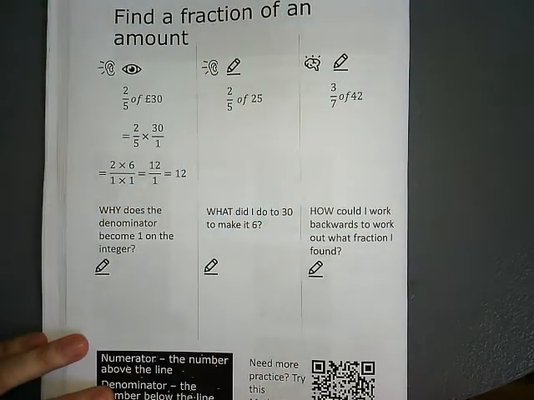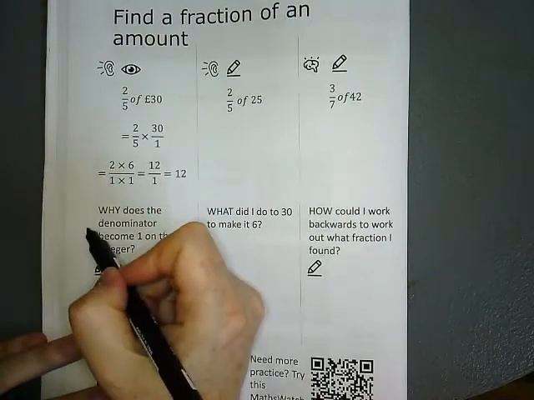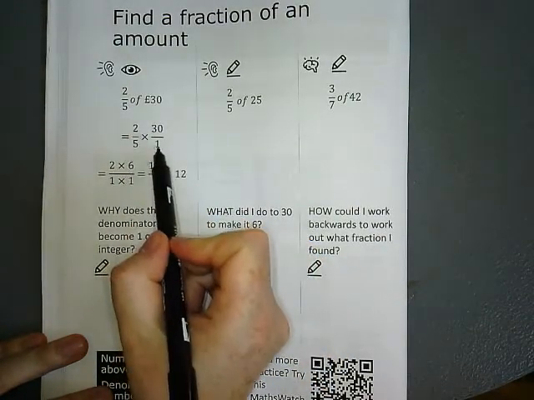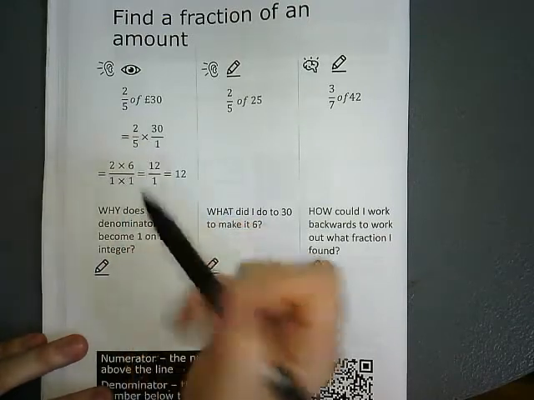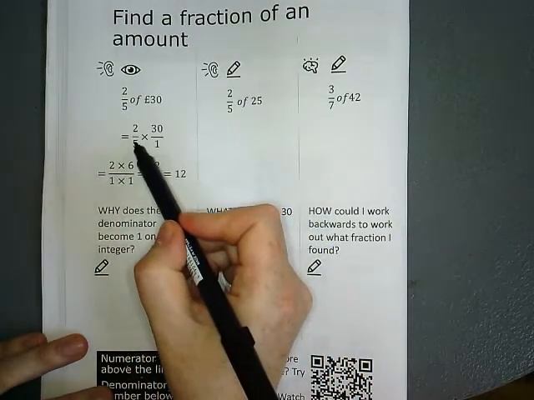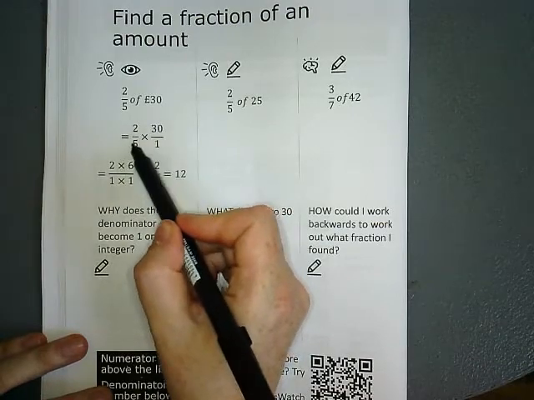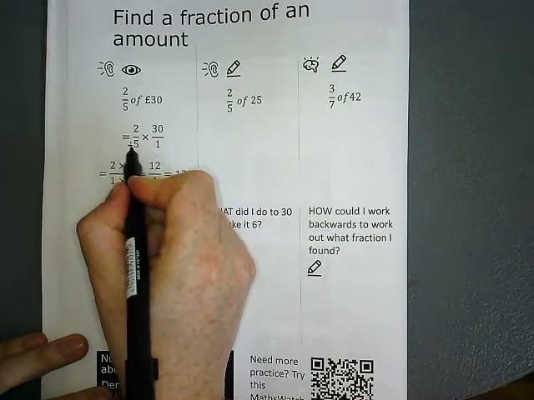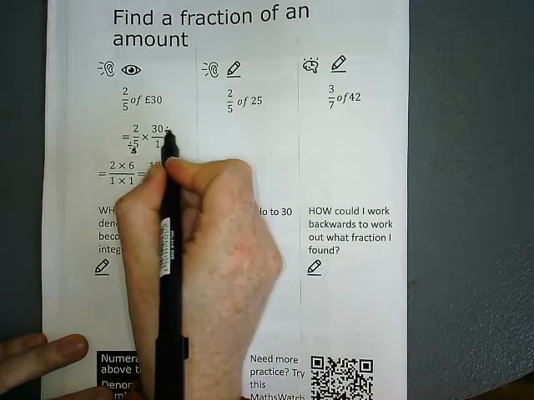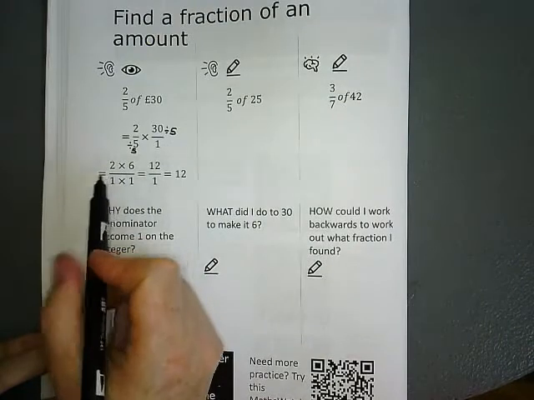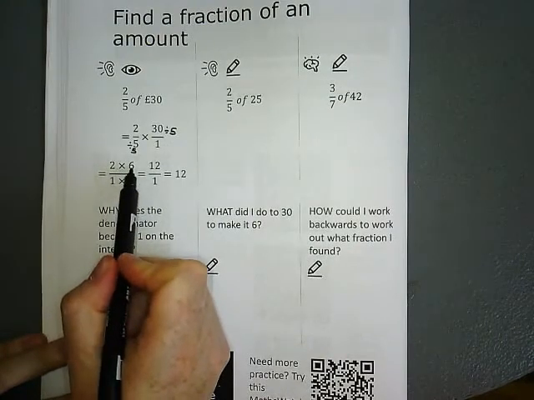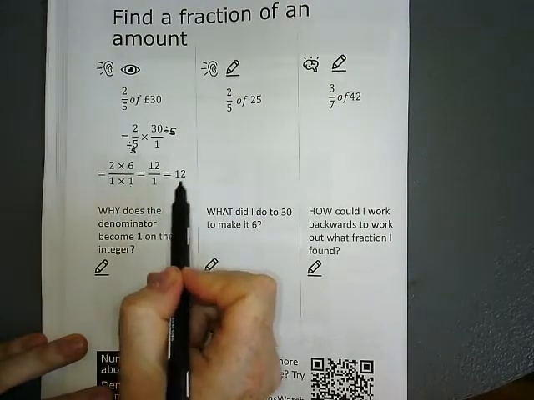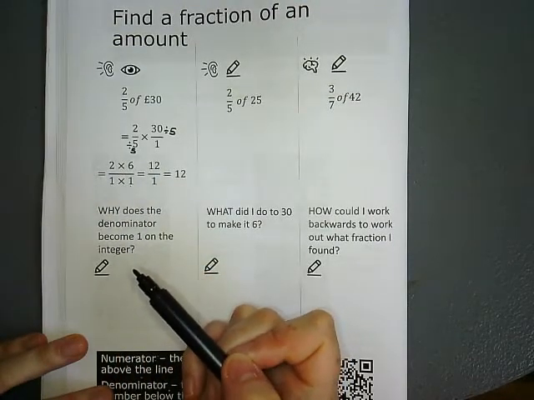Now this is the bit where I can help myself. I'm going to do what we call some cross cancelling. I'm going to look at the 2 and the 1 and see if they have a common factor. They don't. I'm going to look at the 5 and the 30 and see if they have a common factor, which they do. I can divide them both by 5. And that is going to leave me 2 times 6 over 1 times 1. So I get 12 over 1, which equals 12.